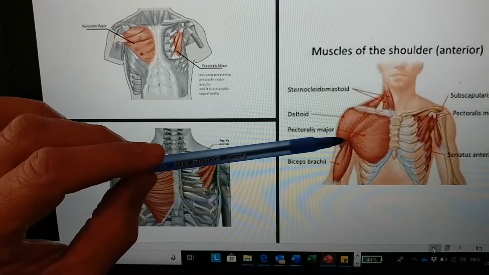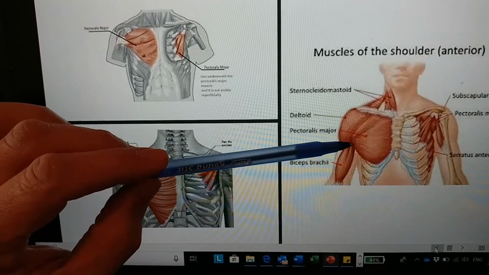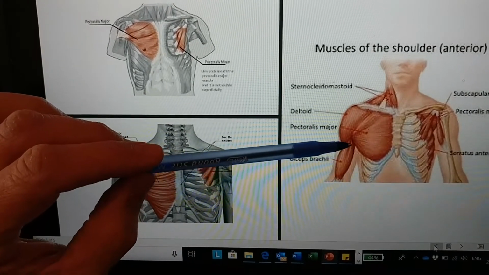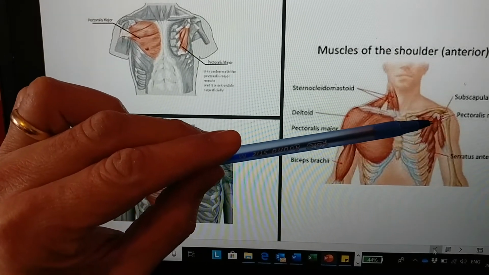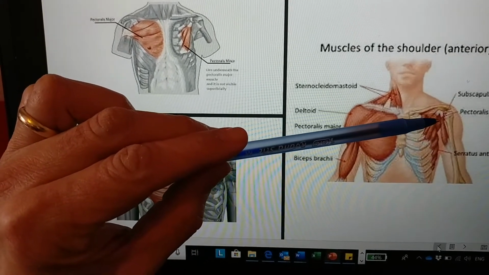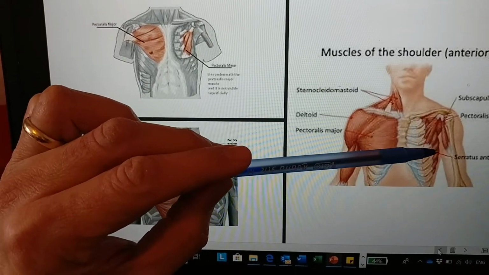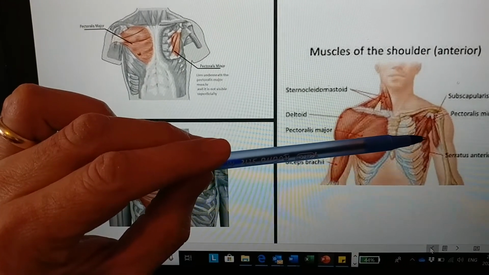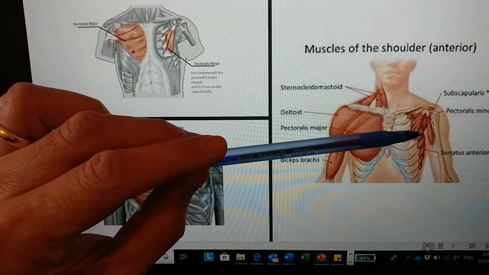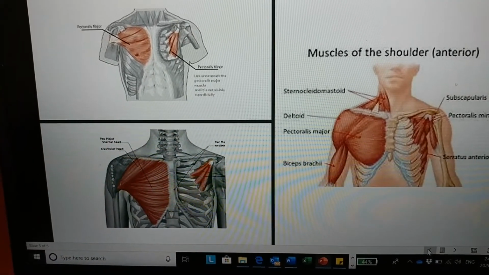So this is the area when we did the video for the arm that this can be a sticky point that needs to be addressed. And then over here for pectoralis minor, you have another muscle coming off as well as serratus anterior. So this muscle is deep to pectoralis major, so we have to go through the muscle as well as under the muscle to get to pectoralis minor. Now we'll move to the book.